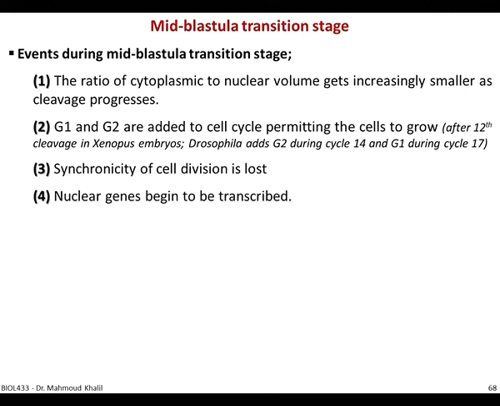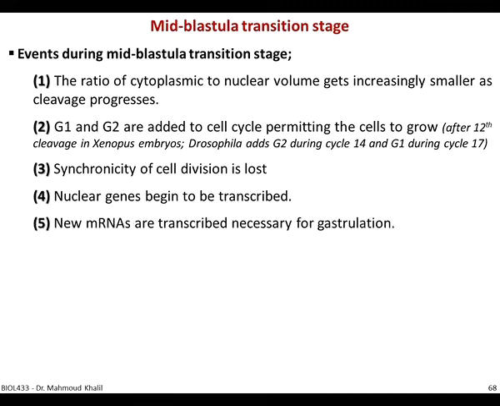The nuclear genes, as we said before, begin to be transcribed after the mid-blastula stage, or even starting at the mid-blastula transition stage. And of course, because nuclear genes will start to be transcribed, new messenger RNA is needed, because they have to be ready for the next event or next stage, which is gastrulation. And one of the important events that occur is that blastomeres need to be organized and take a specific position in the embryo. So that's why these blastomeres need to be motile. They just move around.